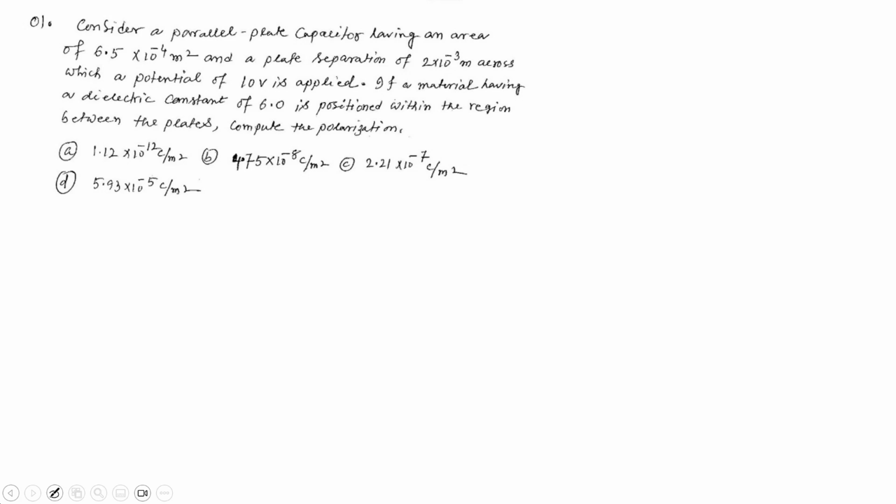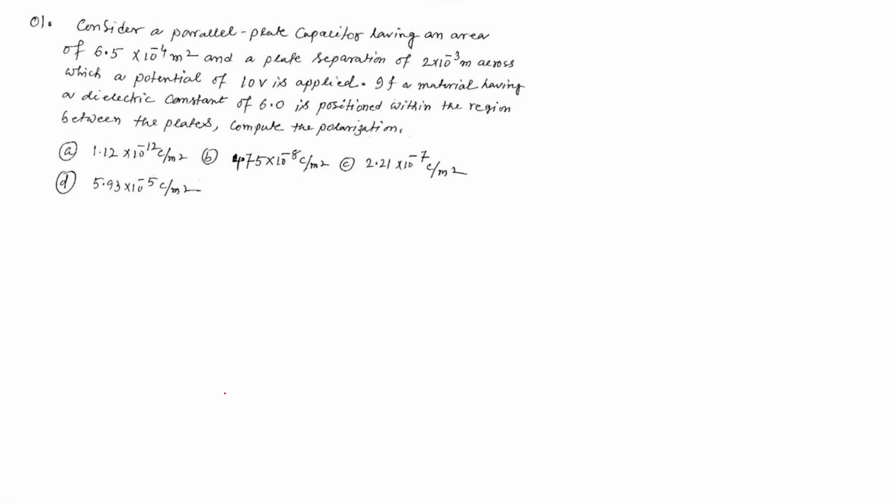Let us start the first question. Consider a parallel plate capacitor having an area of 6.5 × 10^-4 m² and a plate separation of 2 × 10^-3 m, across which a potential of 10 V is applied. If a material having a dielectric constant of 6 is positioned within the region between the plates, compute the polarization. Options are given; I am not reading the options.